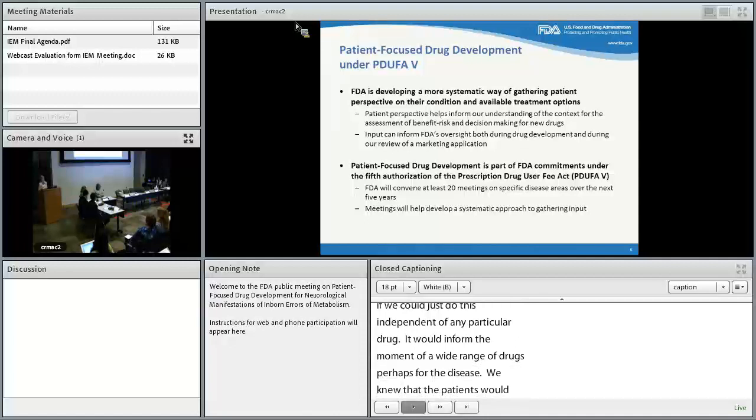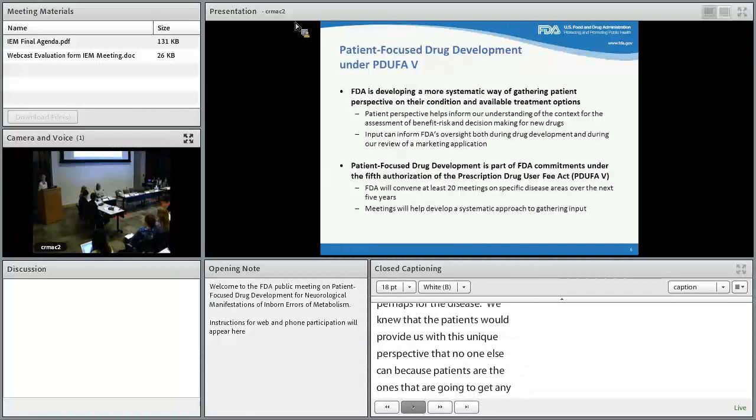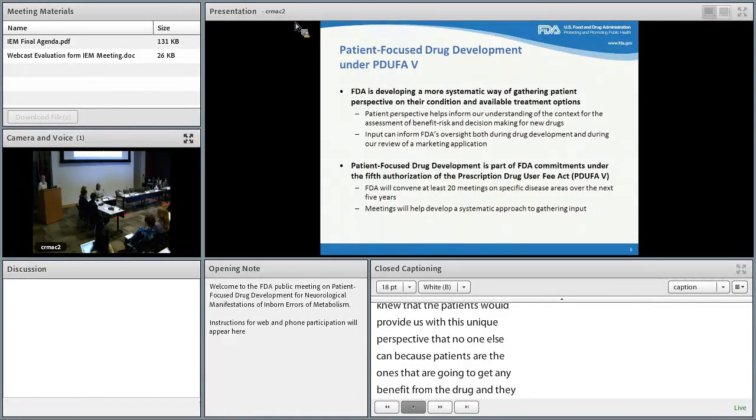And we knew that the patients would provide us with this unique perspective that no one else can, because patients are the ones that are going to get any benefit from a drug, and they'll be experiencing whatever risks are associated with that drug. And so this unique patient perspective gives us a better understanding of the context of the disease and the context in which we'll evaluate the benefits versus the risks of a new drug therapy.